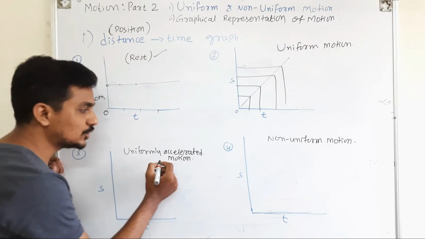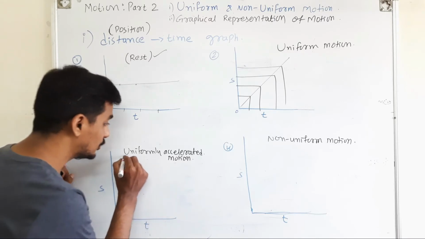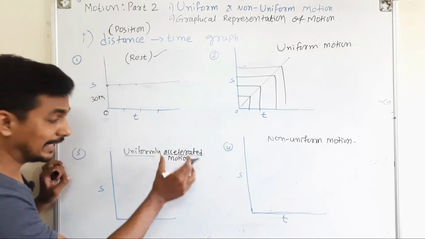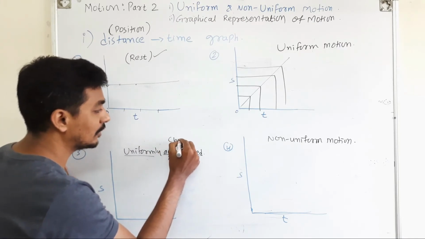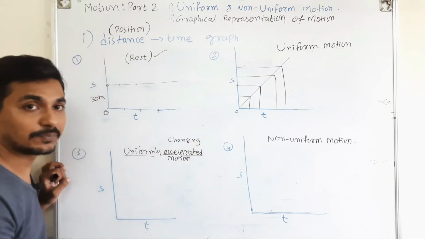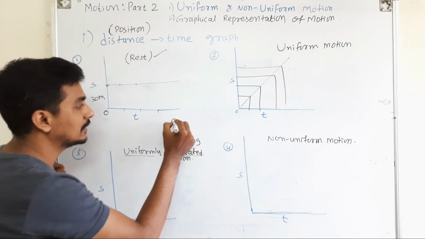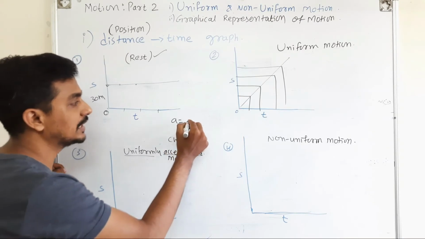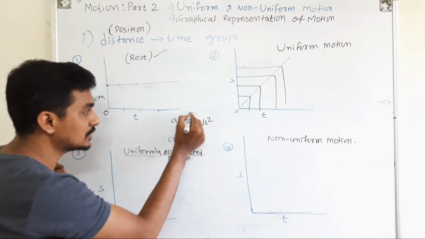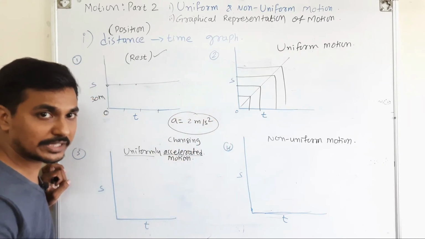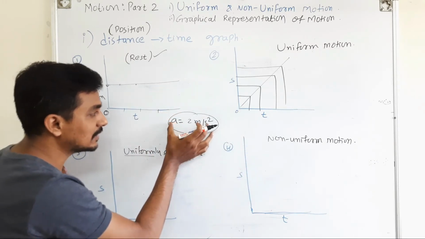Now suppose the graph is of uniformly accelerated motion. Accelerated means the object is accelerating. Accelerating means the velocity or the speed of an object is changing. If that speed is changing uniformly, suppose I say the acceleration of the object is 2 meter per second square. So this acceleration is constant, that is, the acceleration is not changing. The object is moving with a constant acceleration. So in that case, the acceleration remains constant.